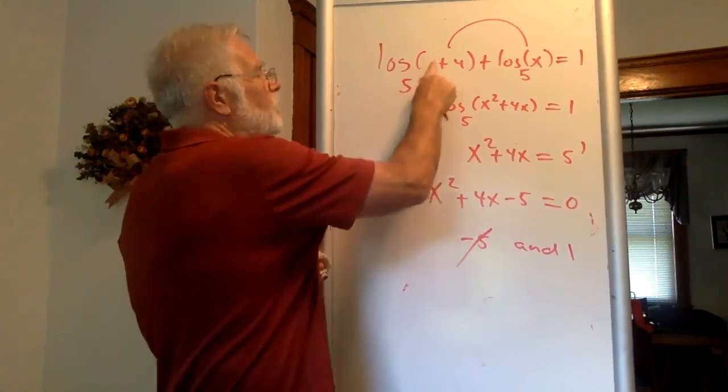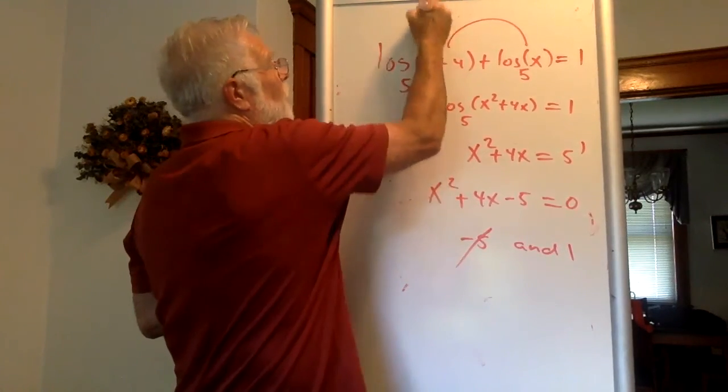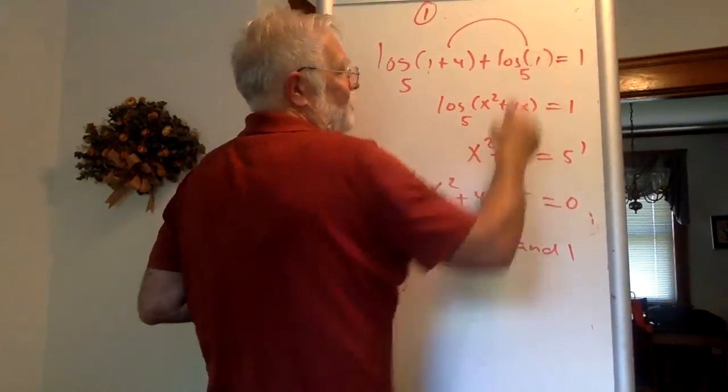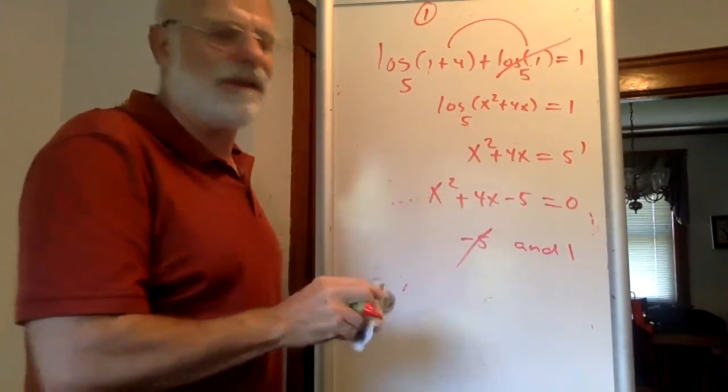I can put a 1 in. 1 plus 4 is 5. 5 to get a 5 is a 1. And if I put a 1 in here, anything, 0 on top of anything gets you 1. So that disappears and 1 equals 1. So it does check mechanically.